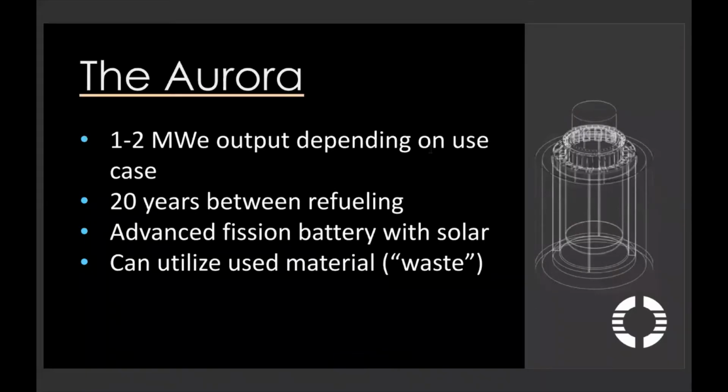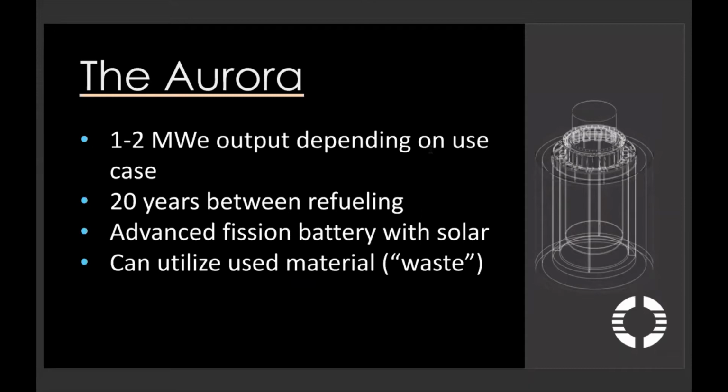So a little bit about the Aurora, which is the plant that we submitted the combined license application for. The Aurora has 1 to 2 megawatts electric output depending on use case, so obviously very, very small, much smaller than is typically being considered. Certainly much smaller than the AP1000 or most commercial operating plants. It was a concern of ours for many years how the NRC staff would be able to digest this and treat it differently. It's almost like a research reactor size, although obviously a commercial plant, which falls under the commercial regulatory scheme.